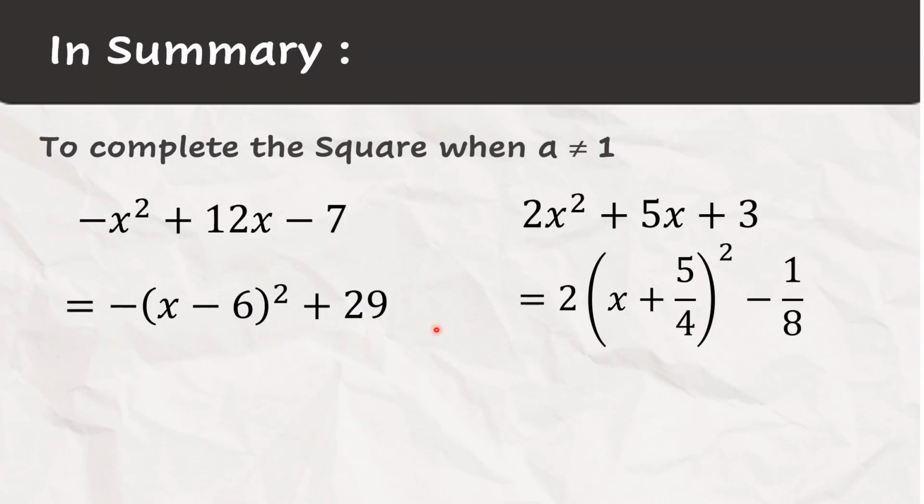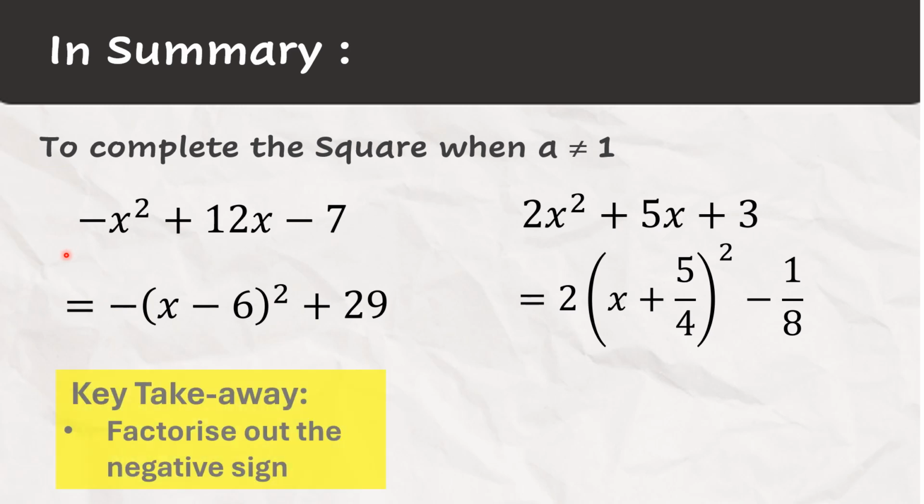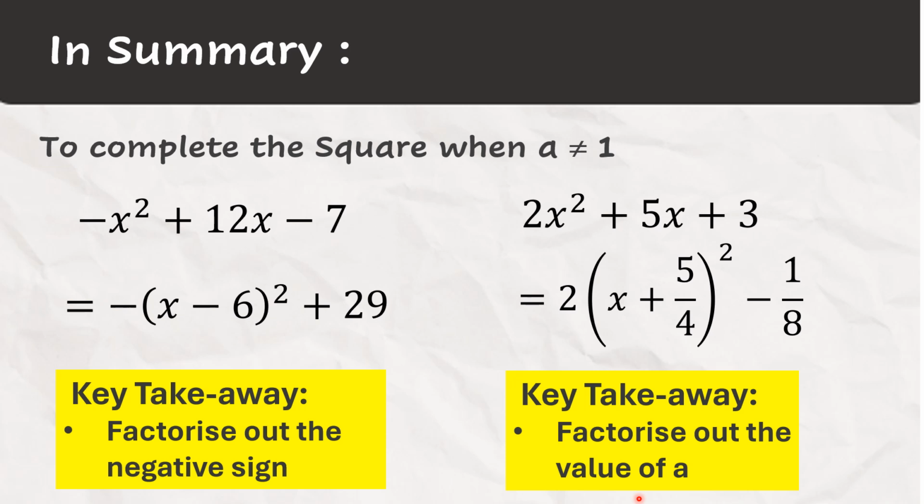So in summary, after going through these two examples, just a quick note. Whenever you have a coefficient of x squared that is not equal to 1, as in the first example with a negative sign, what you need to do is factorize out the negative sign, and then work out completing the square accordingly. In the second example, the coefficient of x squared is a 2, so whatever number it is, you just factorize out the value. Just take note that when you do that, you may deal with fractions in the process. Otherwise, the completing the square method is still basically the same.